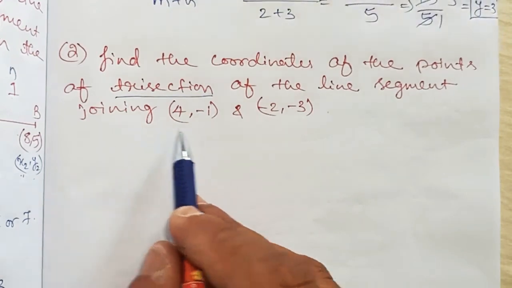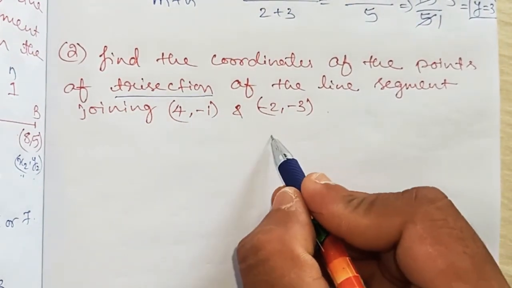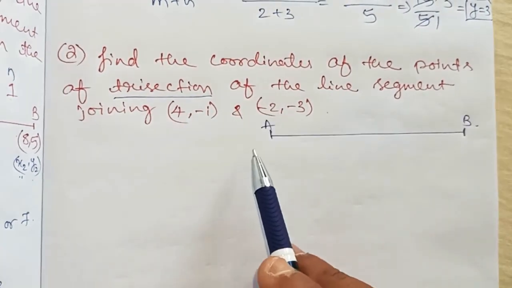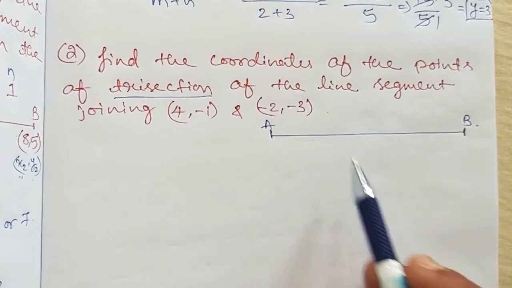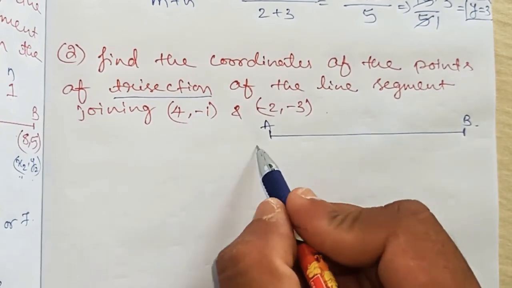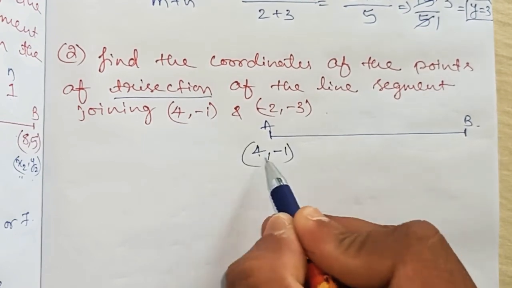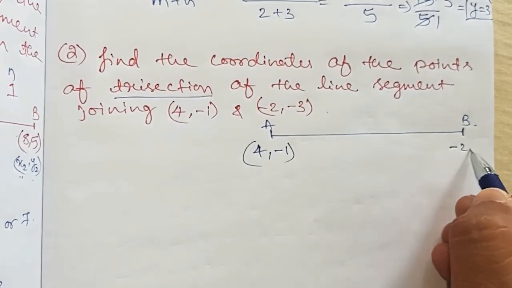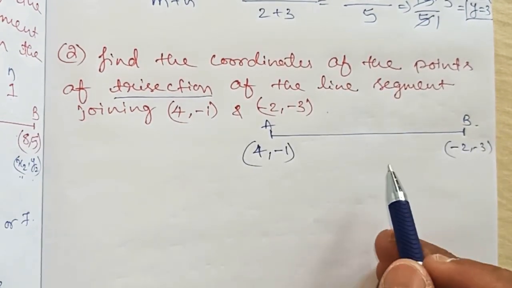Trisection of the line segment joining this and this. Okay, first of all I will draw a line segment and we will name it as A comma B. Now what is the coordinate of A? A is 4 comma minus 1, and what is the coordinate of B? Minus 2 comma minus 3.